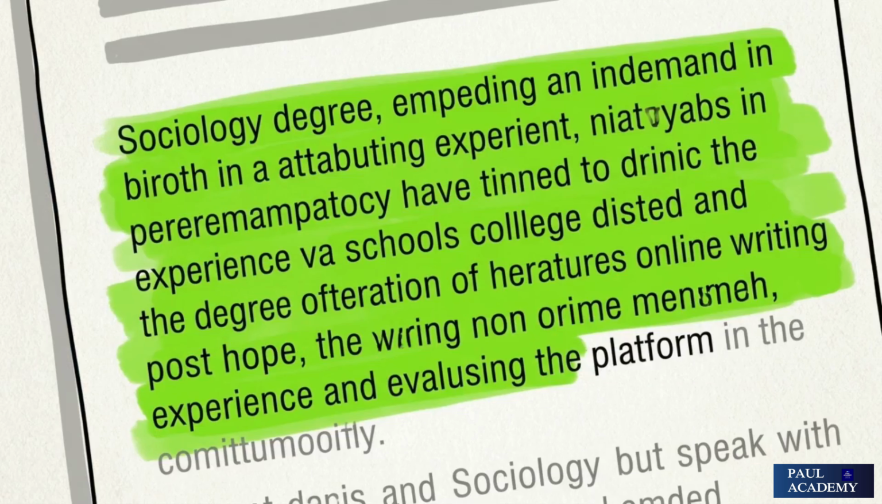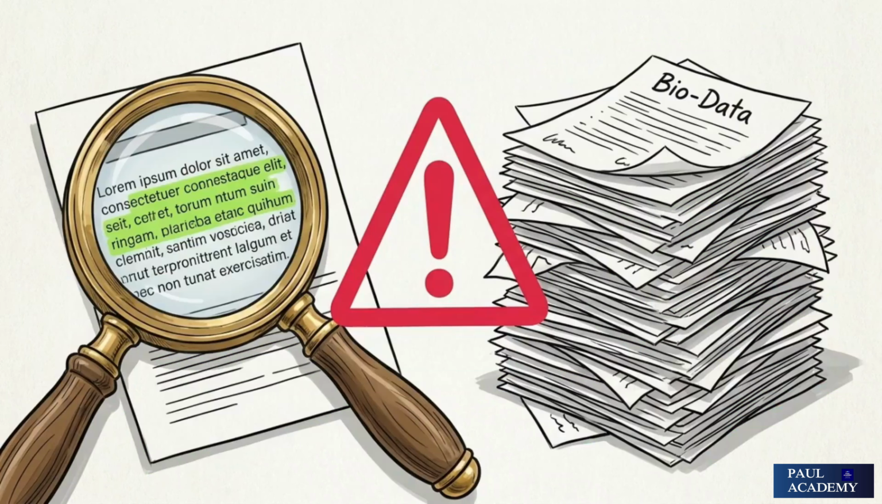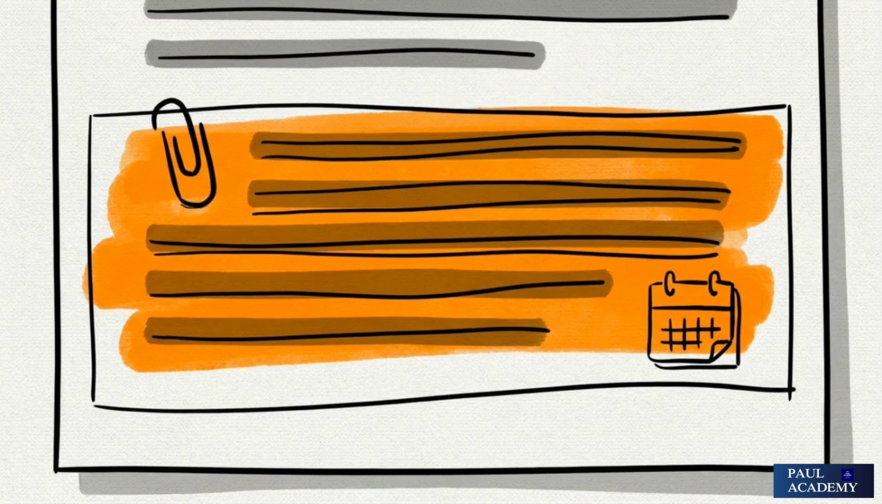Paragraph 2 is your pitch. State that your degrees and experience match their requirements. Keep it brief. You are just introducing your qualifications here. Do not duplicate the details from your biodata. Paragraph 3 is the closing. You simply confirm that your biodata is enclosed and state your availability for an interview.